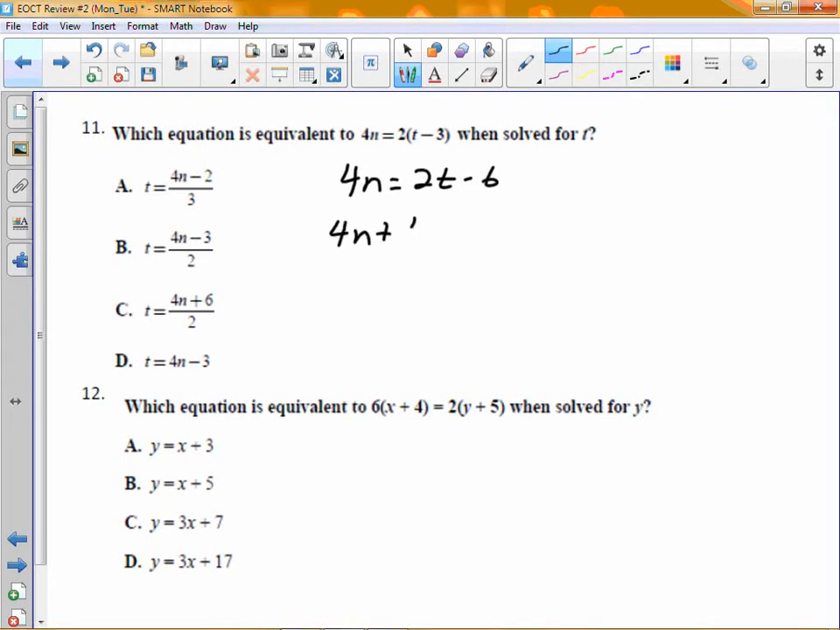4n plus 6 equals 2t. Then what's next? Divide by 2, divide by 2. So t equals 4n plus 6 over 2.